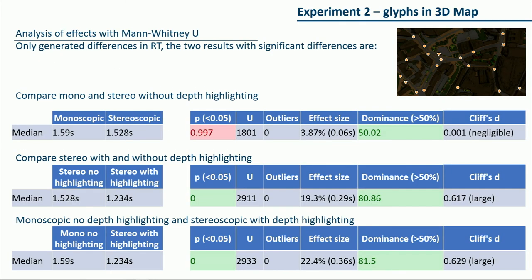And then next one. Monoscopically, again, mono versus stereo. There's not really any significant difference in this and negligible effect size. Compare stereo with and without this depth highlighting. There's an effect size, and using depth lets you identify these targets, count these 3 targets, about 20% faster in the stereoscopic condition. And if you compare the monoscopic condition with the stereoscopic condition with depth highlighting, you get slightly more performance, 22% improvement in speed. So we're not seeing a big advantage mono versus stereo, but as soon as you have depth in the task again, there's an advantage, a speed up for you.